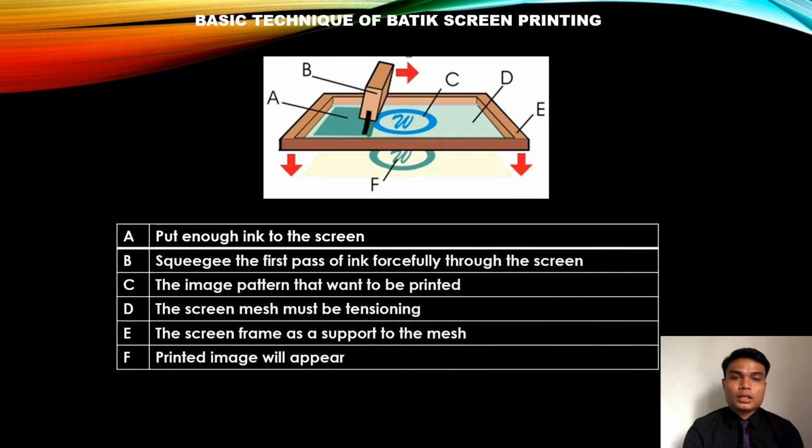Next, this is the basic technique of screen printing. Firstly, we need to put enough ink to the screen. Then squeegee the first pass of ink forcefully through the screen, and the image pattern that want to be printed will appear at F. And then the screen mesh must be tensioned. And for the screen frame, you can use material like aluminium and wood.